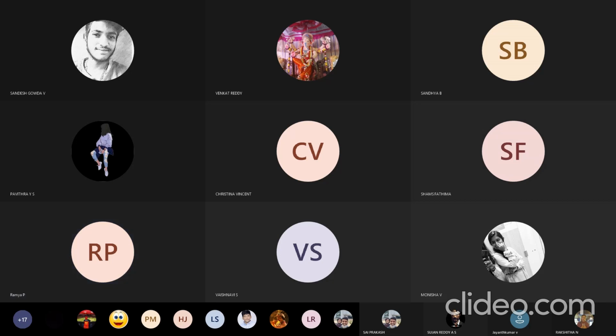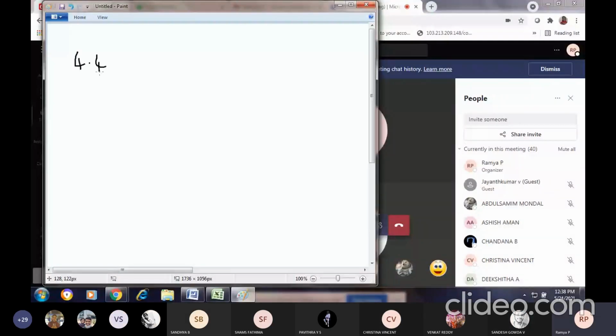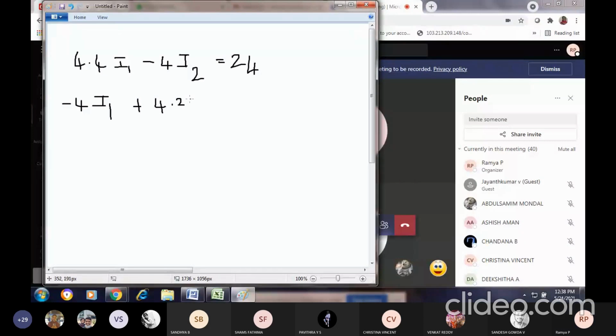My first simultaneous equation is 4.4 I1 minus 4 I2 equals 24, and my second simultaneous equation is minus 4 I1 plus 4.25 I2 equals minus 20.